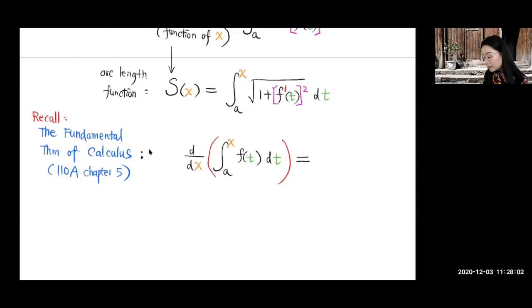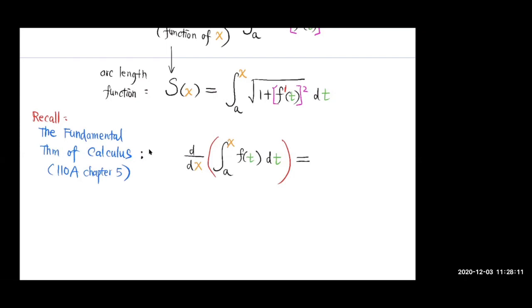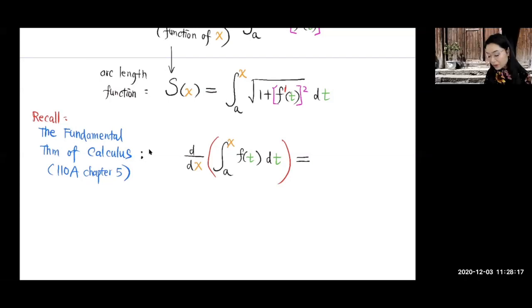Anyone? Integration and differentiation are reverse processes, right? The fundamental theorem of calculus says that they are reverse processes. So what do you end up with? f of t? Yeah, you got it. You got the idea. So it is f of x. It's this function of x.